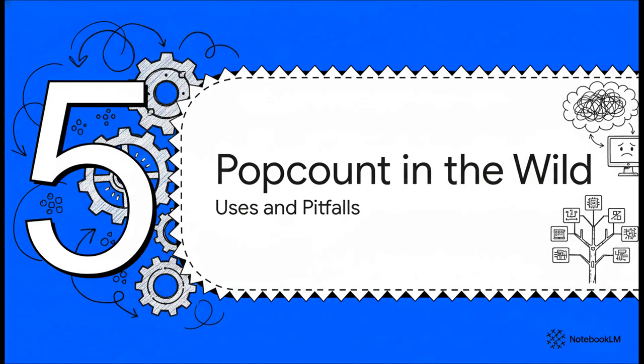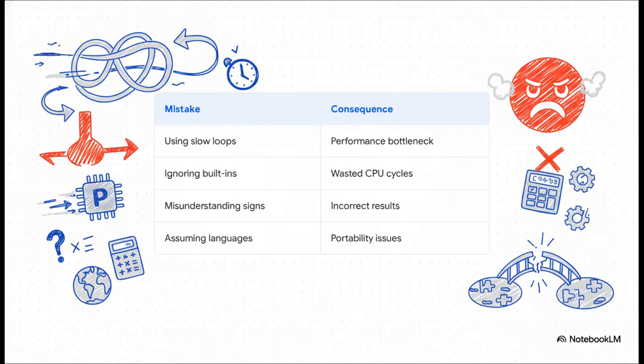Okay, so let's bring this back down to earth for a second. How does this actually show up in real-world code, and what are some of the common traps people fall into? You'd be surprised how often you see a slow, naive loop dropped into a part of the code that needs to be incredibly fast, where it just becomes this huge bottleneck. An even more common mistake is simply not knowing that your programming language or CPU already has a super optimized popcount function built in. Real efficiency comes from knowing your tools inside and out, not from just guessing.